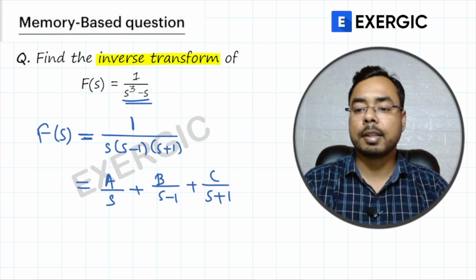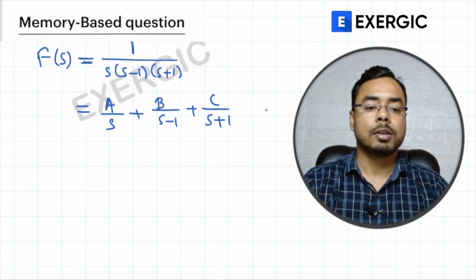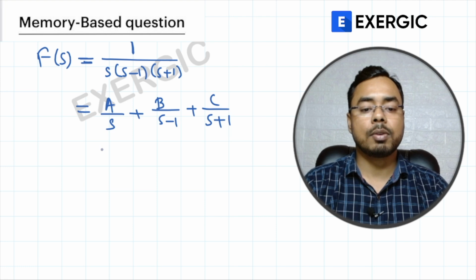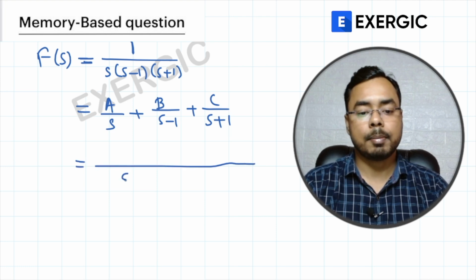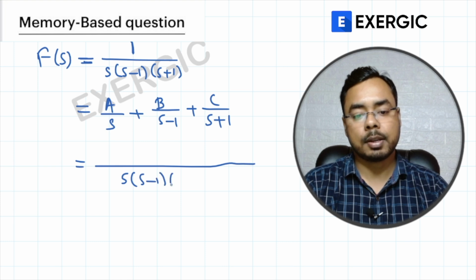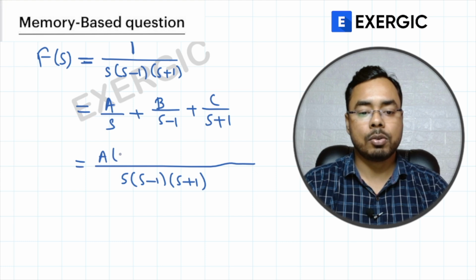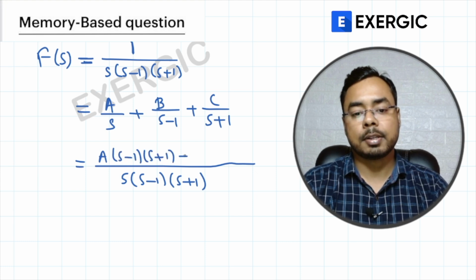And now we have to find the value of ABC here. For calculating ABC, what you can do is, if I take LCM here, the LCM will be s into s minus 1, s plus 1. If I take LCM, then I will get A into s minus 1 into s plus 1, plus B into... this is the easiest way to write partial fractions.